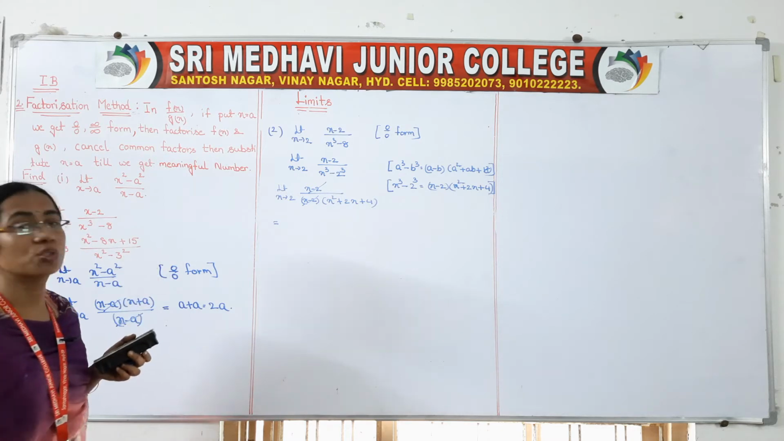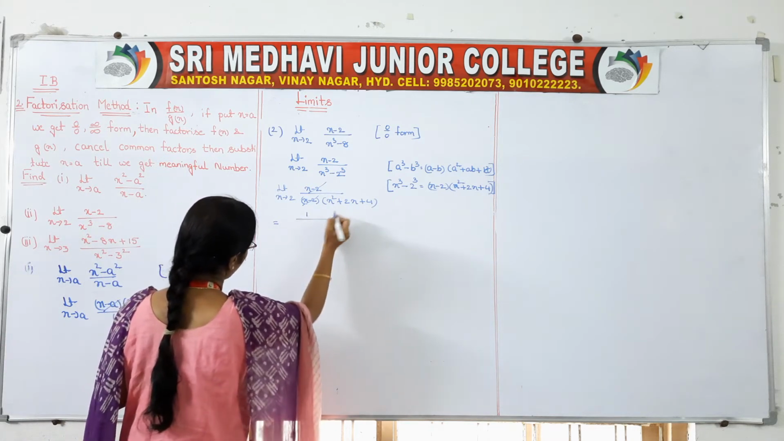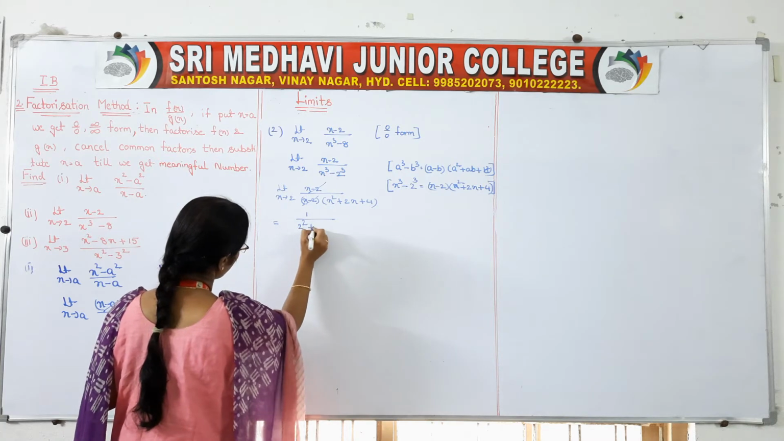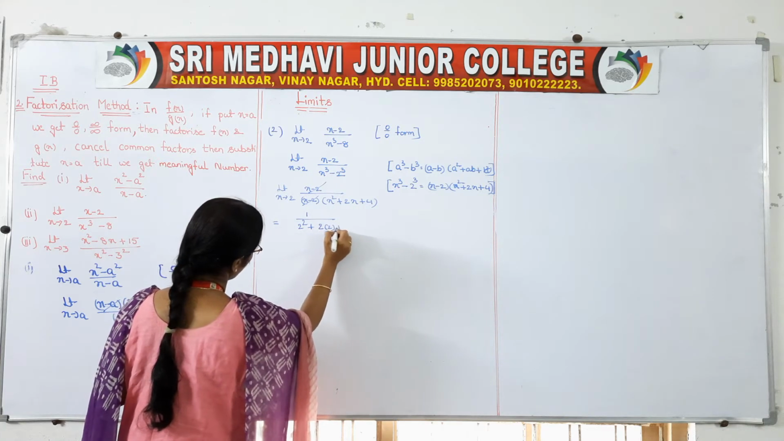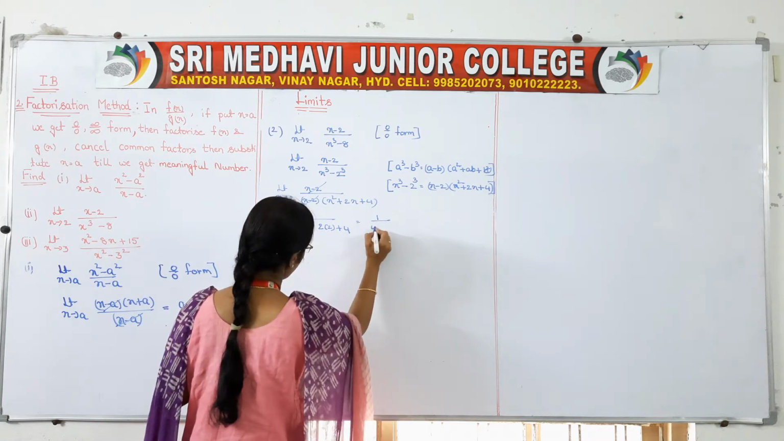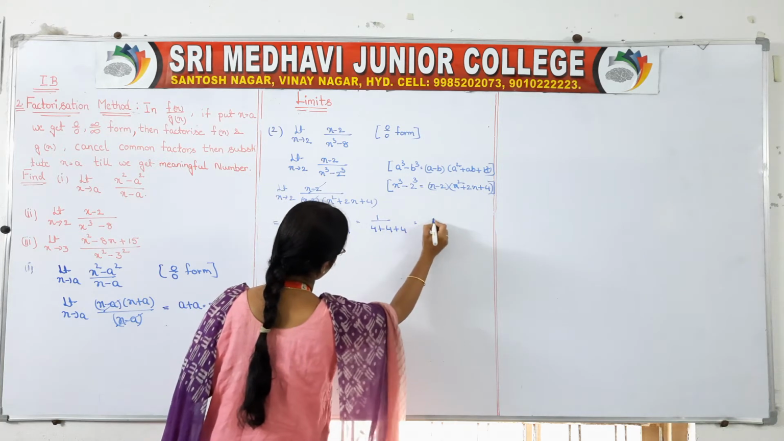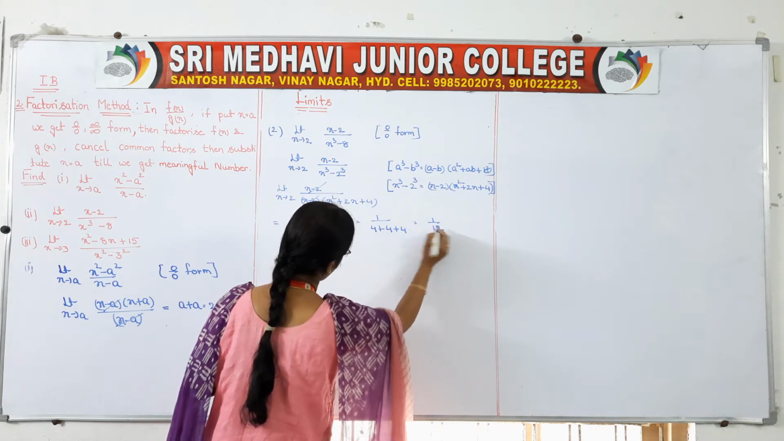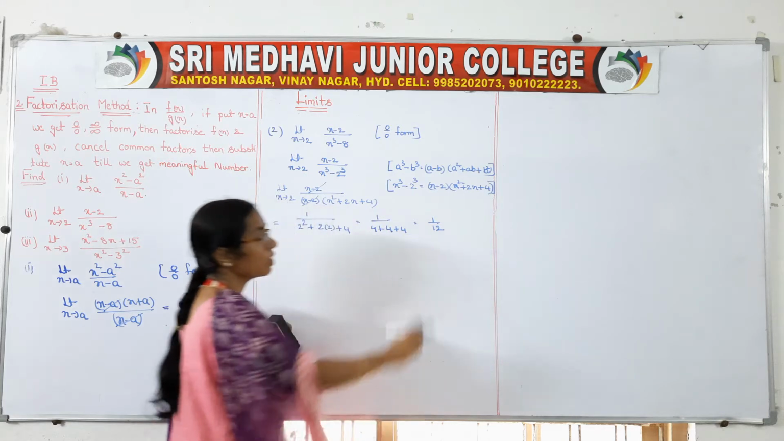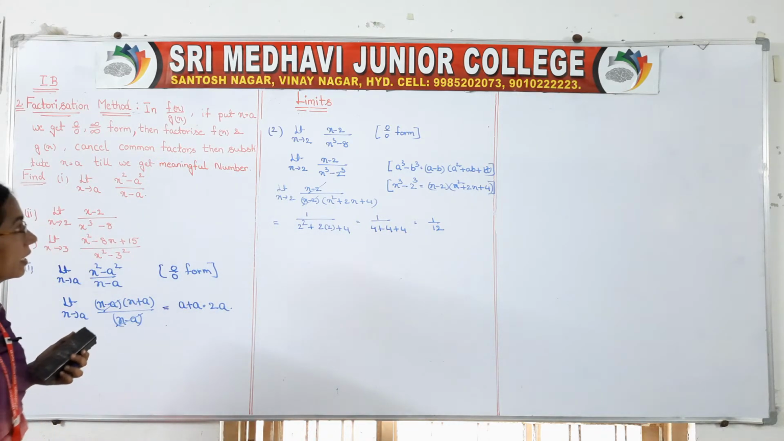Now you substitute your x value. So it is 1 by (2 square plus 2 into 2 plus 4), which is 1 by (4 plus 4, 8, 8 plus 4, 12). So the answer is 1 by 12. Okay, so this is your second question.